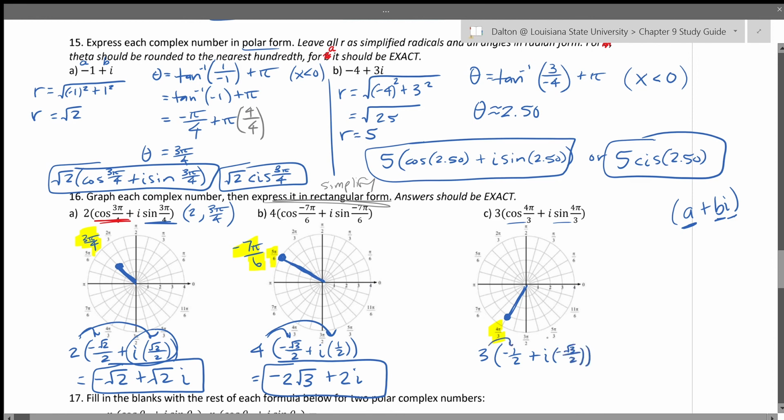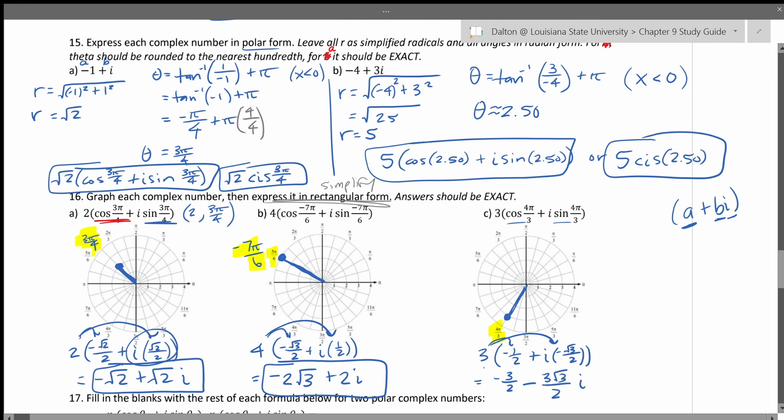And then I'm going to distribute this 3 into both of those numbers. So my first number is going to be negative 3/2. And then 3 times i times negative square root of 3 over 2. Well, I know it's going to be negative. And then I'm going to put i at the very end. So my other number is just going to be 3 square roots of 3 over 2.